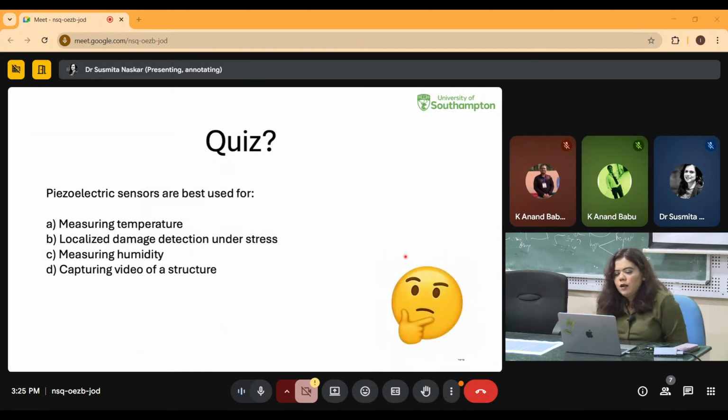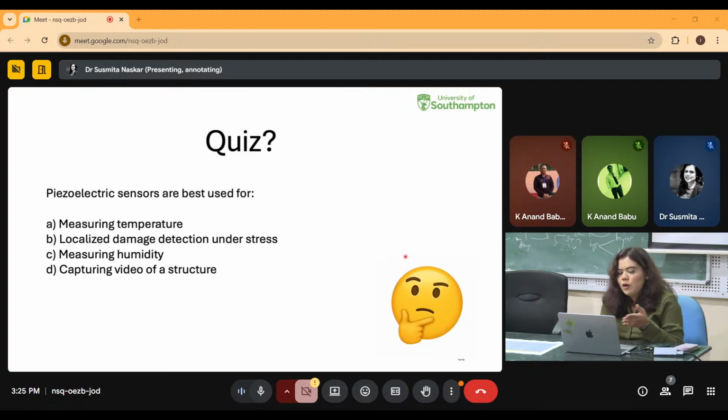So now I think this is quite easy for you to give an answer, because just now we talked about it. When we talk about the PZT sensors, which one do you think is the best one to use? Is it C? Are you sure? B?